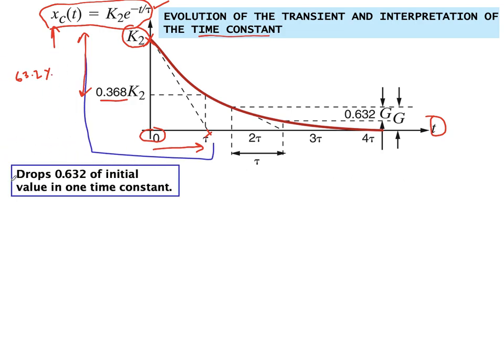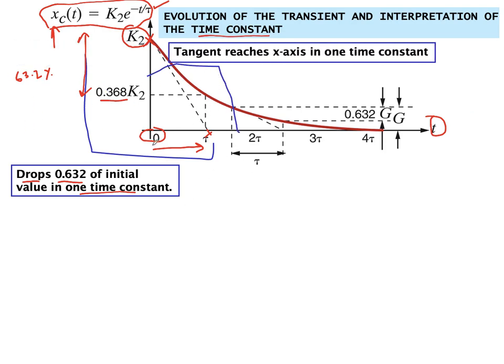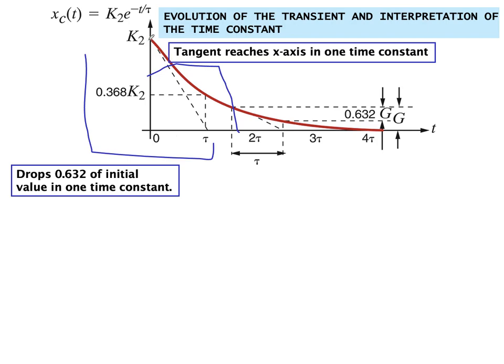So this is what is discussed over here. The initial value is dropped by 63.2% of the initial value in one time constant. And we can also see, if we plot the function like this, the tangent from the initial value will always intersect at one time constant. So depending upon the value of tau, the behavior of the circuit will depict how fast or how slow it is discharging or charging.